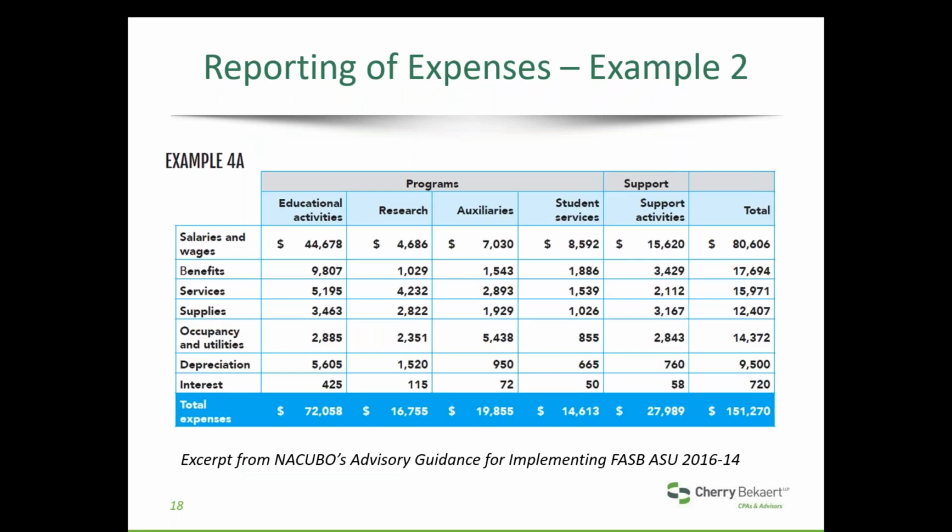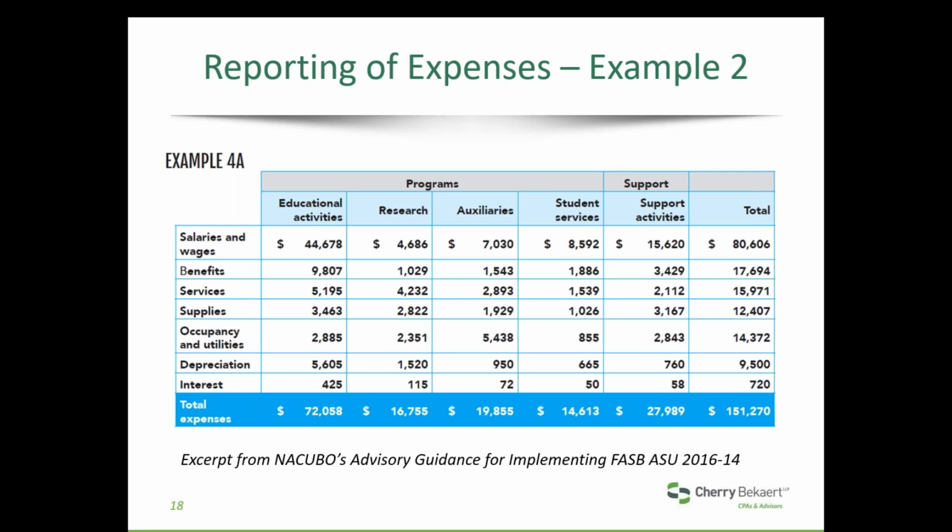So here's a second example. I'm sure a fair amount of you have seen the NACUBO advisory guidance for implementing the ASU, which is a really good resource tool, but this example is a little bit more simplified. You can still see at the top, it has the different programs. So in this case, it's education, research, auxiliaries, and student services. But instead of showing the breakout between MG&A and fundraising, this entity just decided to show the supporting activities in total, which is completely fine.